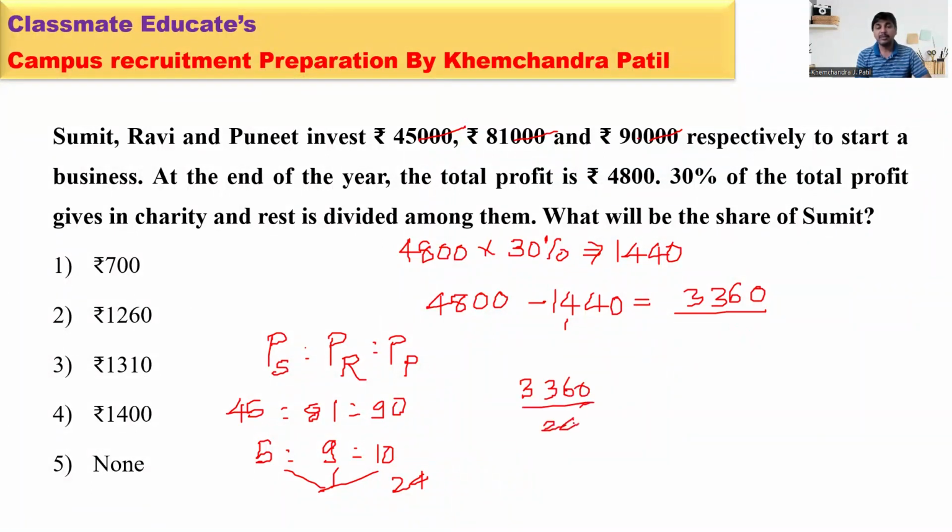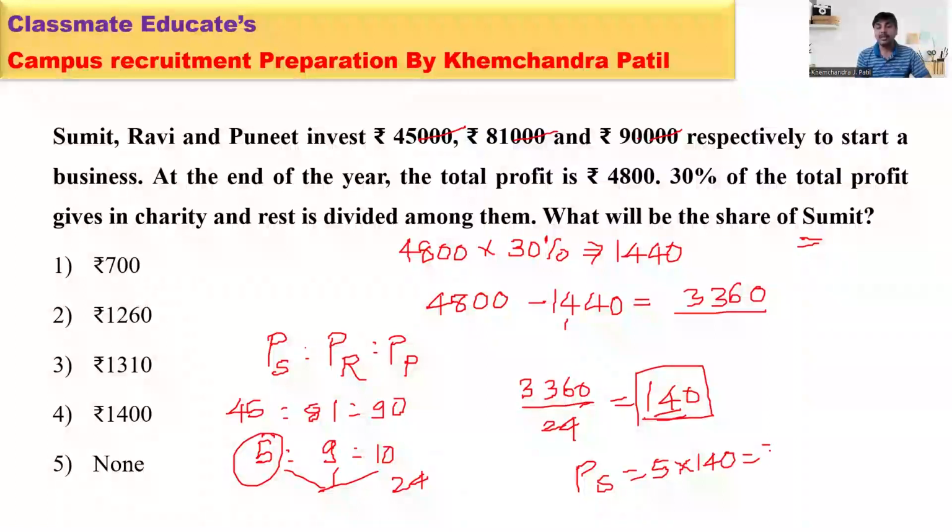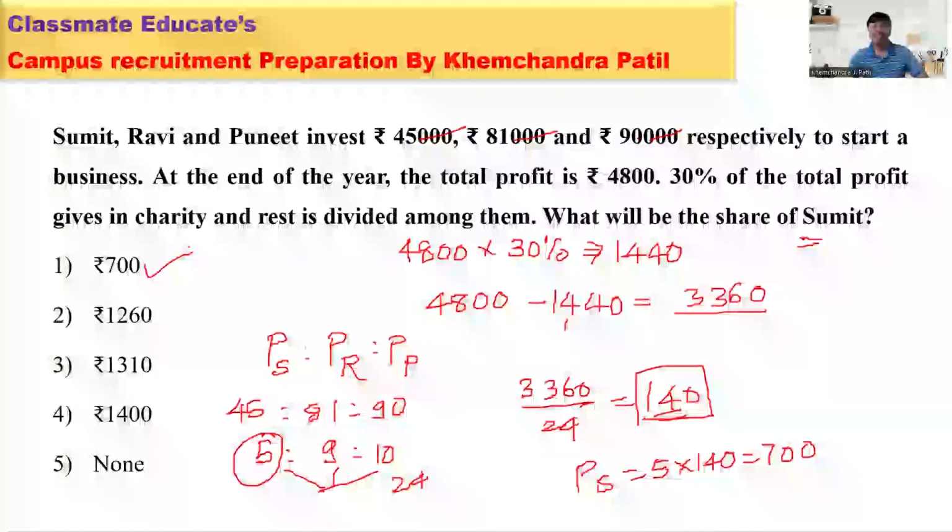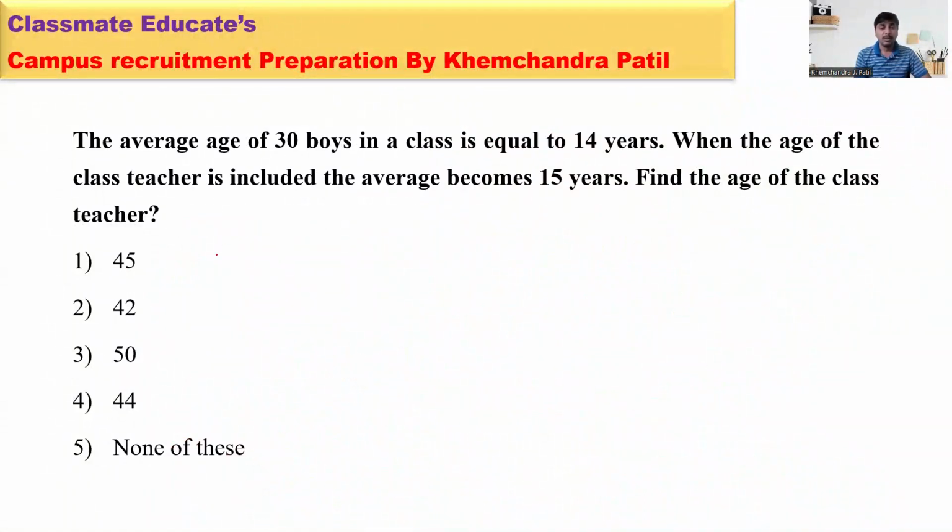3,360. Divide this by 24. 24 ones are 24, 24 fours are 96. So 140 is the value of 1 unit in this ratio. We want to find the share of Sumit. Sumit is getting 5 units in the ratio. 1 unit is equivalent to 140. So 5 units will be equivalent to 5 multiplied by 140. That is equal to 700. So Sumit's share in the profit after giving 30% to the charity will be 700. Now the next question is on average.